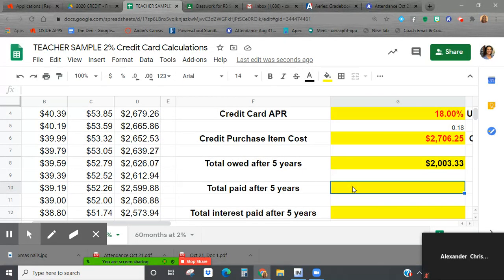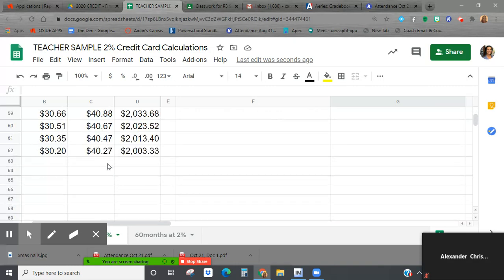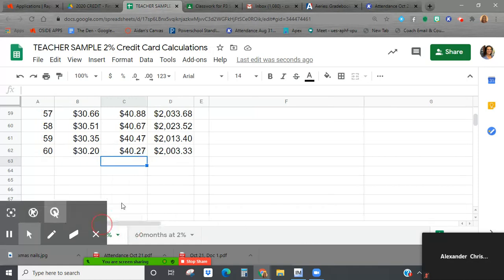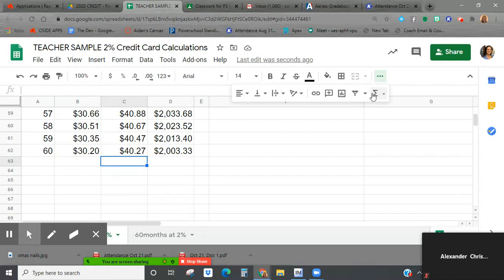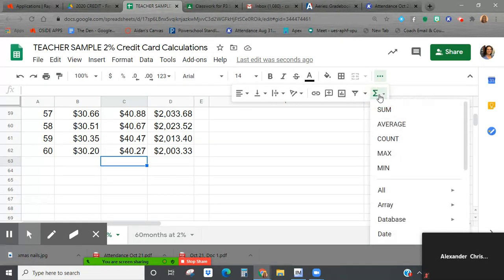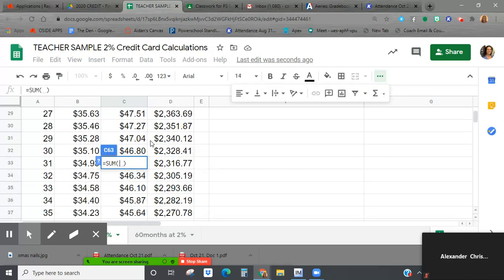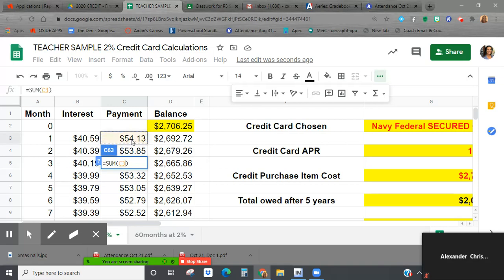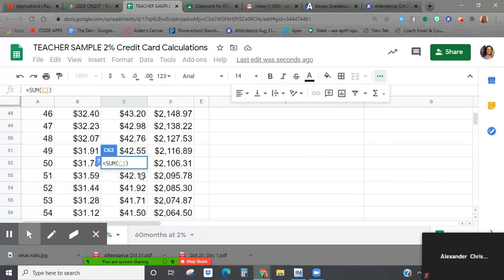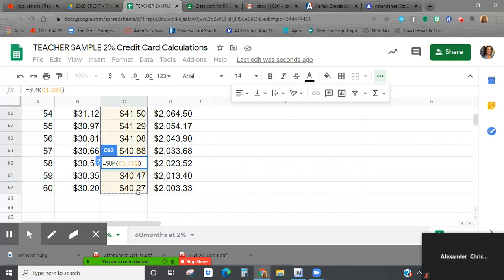Total paid after 5 years. In order to get the total paid, I'm going to use the summation formula in my payment column. These are my minimum payments here in the middle. So total paid after 5 years, I'm going to go to the bottom of C. I'm technically in C63 after I made 60 months of payments. And I'm going to go to the summation function. And I want to do equals the sum of C3 all the way down to C62.